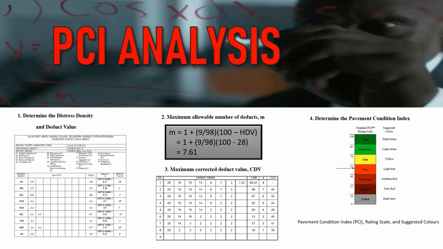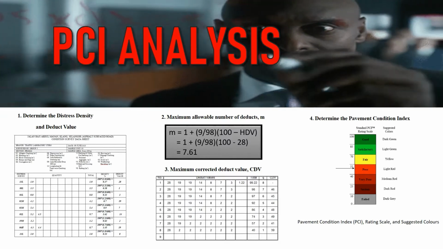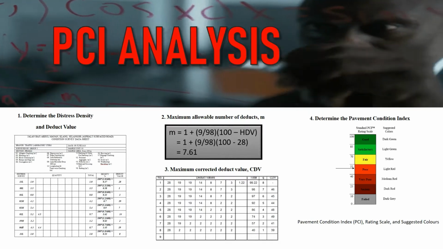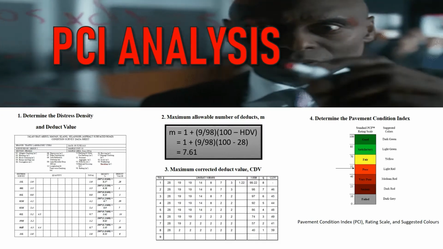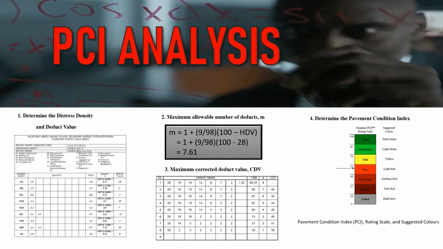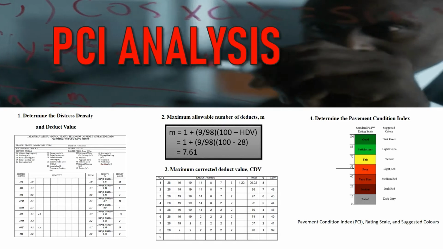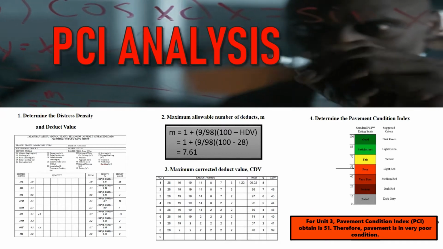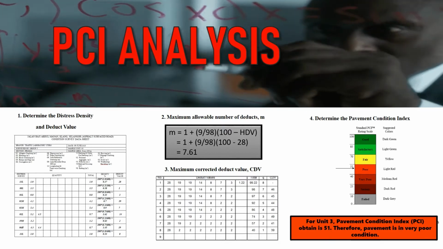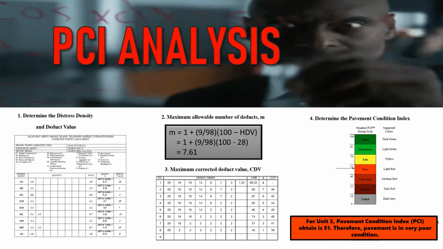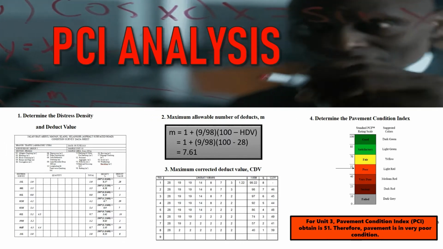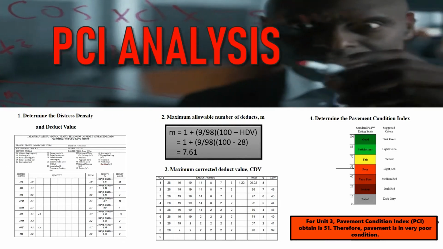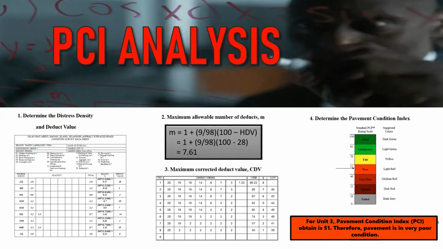To determine the pavement condition index of sample unit 5, distress density and deduct value are calculated. Then, calculate the maximum allowable number of deducts. Using the formula, the maximum allowable number of deducts we get is 7.61. After that, the maximum corrected deduct value CDV is calculated and the value obtained is 46. Lastly, using the formula to determine the pavement condition index, for sample unit 5 the pavement condition index obtained is 51. Therefore, the pavement is in poor condition.